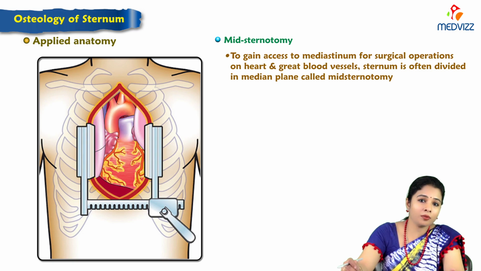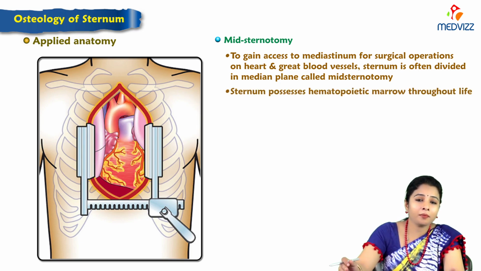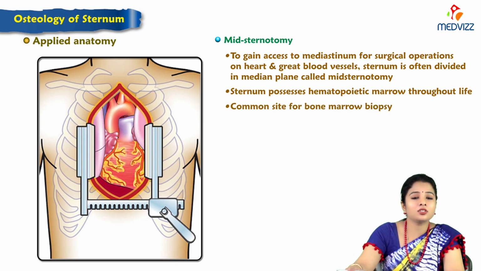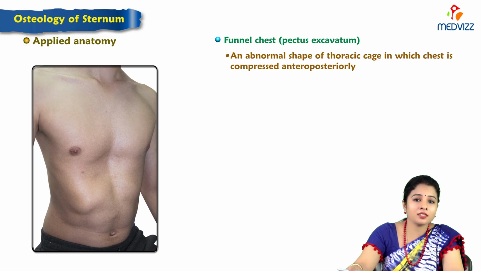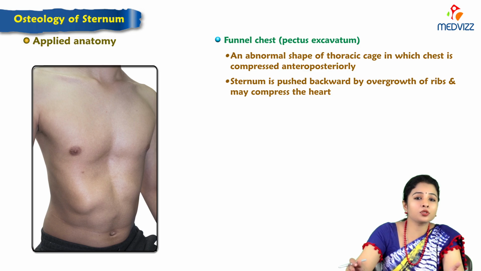The next clinical correlation is mid-sternotomy. To gain access to the mediastinum for surgical operations on the heart and great blood vessels, the sternum is often divided in the median plane, called mid-sternotomy. The sternum possesses hemopoietic marrow throughout life and is a common site for bone marrow biopsy too. Let's talk about the funnel chest, otherwise called pectus excavatum. It is an abnormal shape of the thoracic cage in which the chest is compressed anteroposteriorly and the sternum is pushed backwards by the overgrowth of the ribs and may compress the heart.